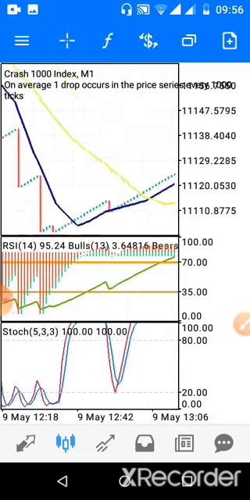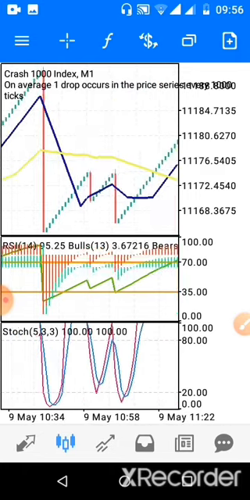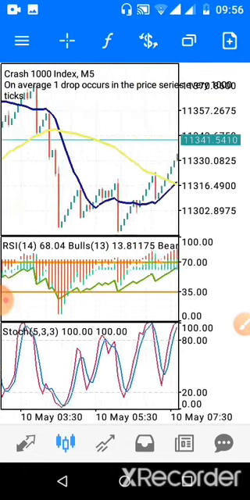We can also use this strategy to scalp, but for scalping we'll simply do the opposite. Now let me show you the 5 minute. The same thing happens on the 5-minute time frame.